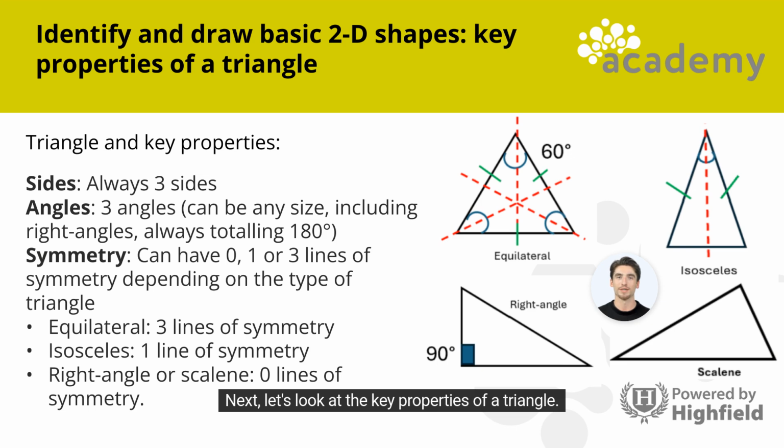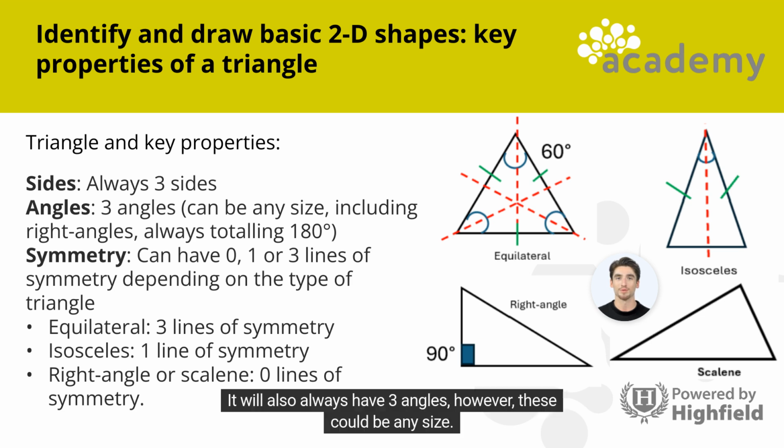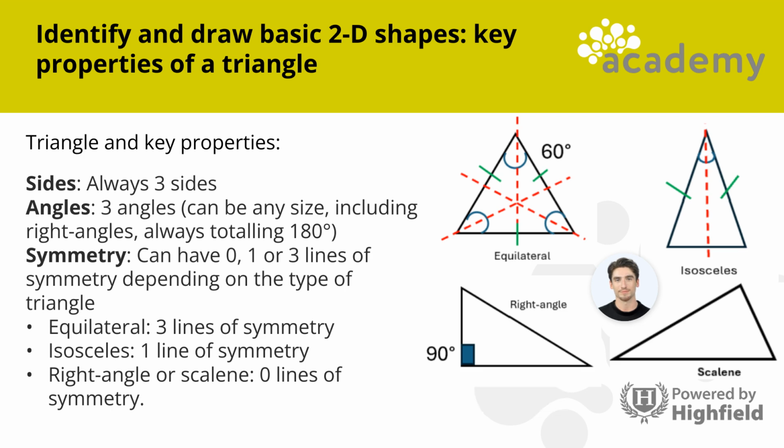Next, let's look at the key properties of a triangle. A triangle always has three sides. It will also always have three angles, however, these could be any size. The three angles will always total 180 degrees. An equilateral triangle will always have 60-degree angles in all corners.